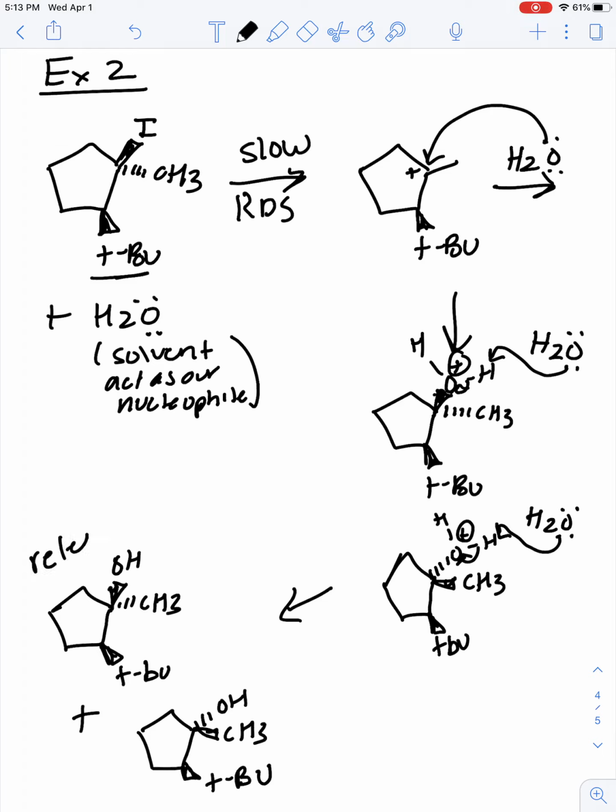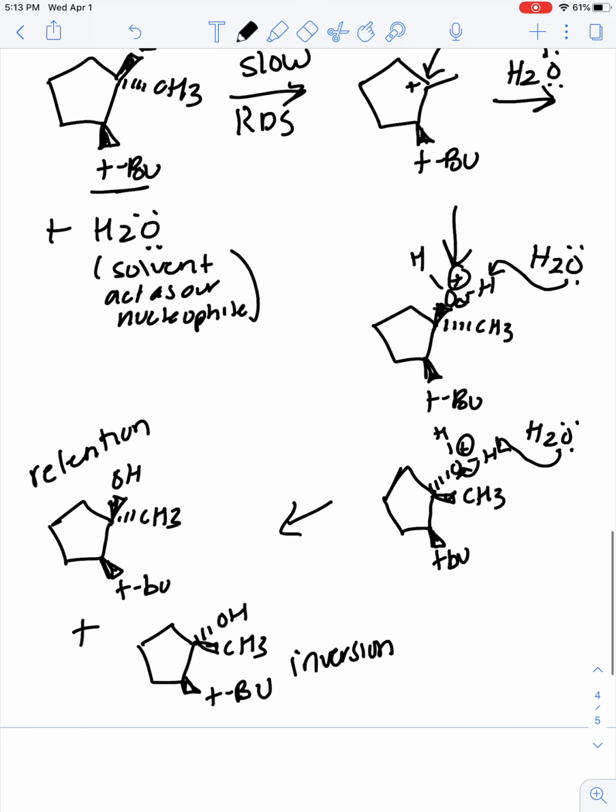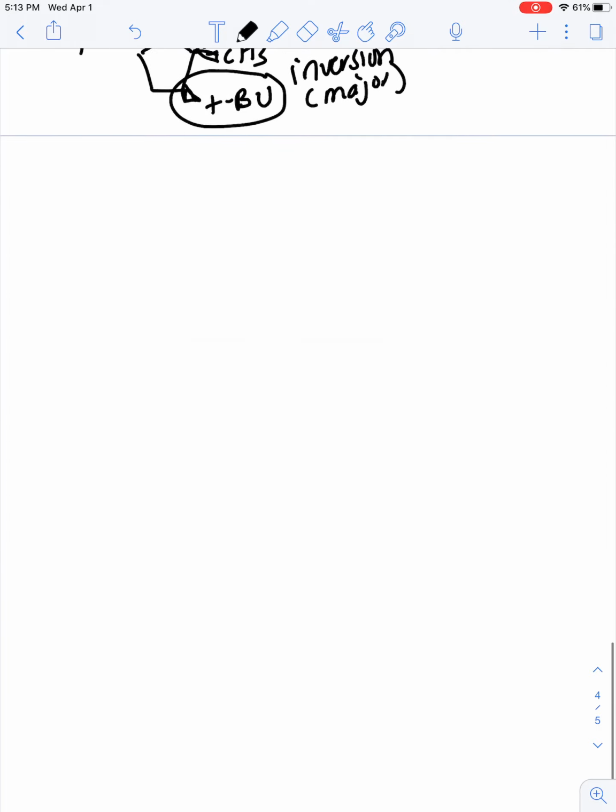Looking at these two, we have our retention product here and our inversion product here. The inversion product is actually going to be a major product here. The reason for that is if you look at this bulky tert-butyl group that is pointing in front, it's just going to be harder for the OH group or the water to attach as a wedge. So again, the inversion is going to be the major part of our product.